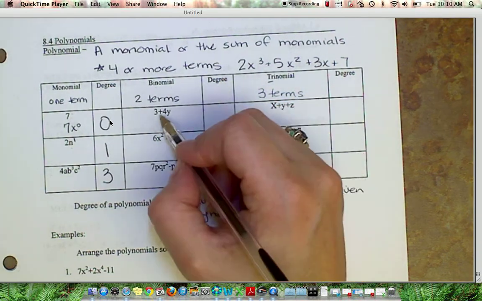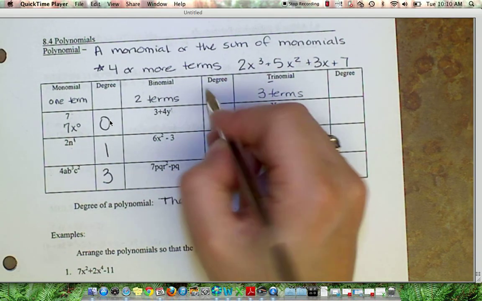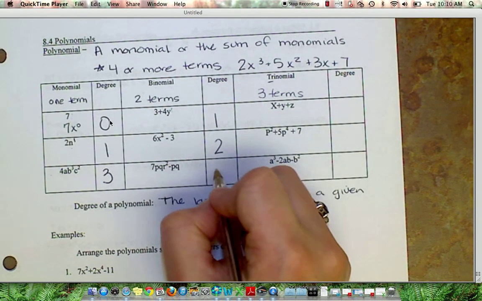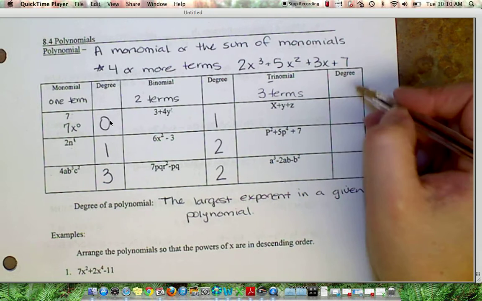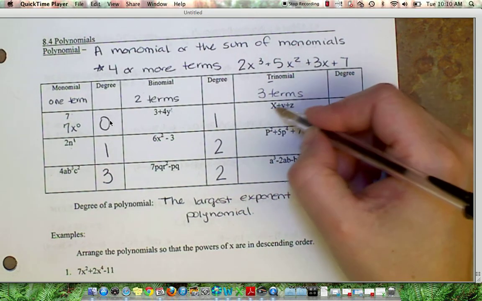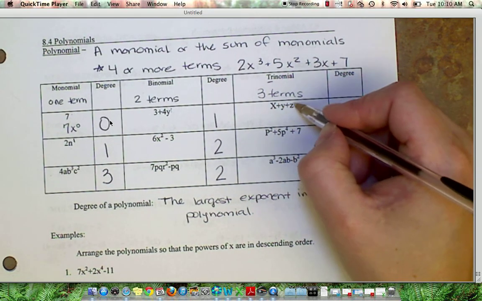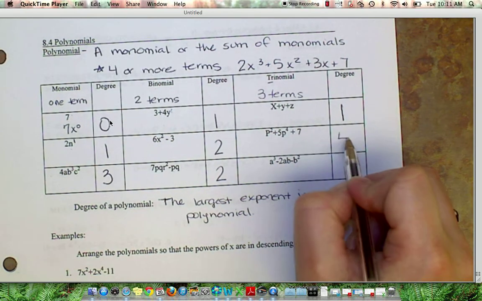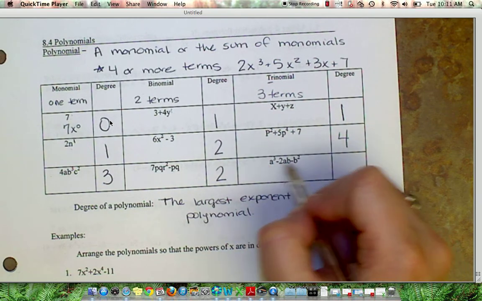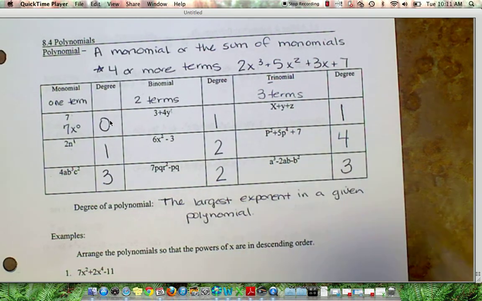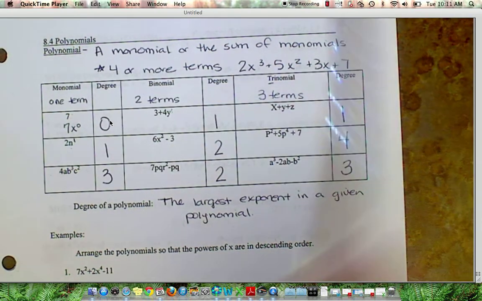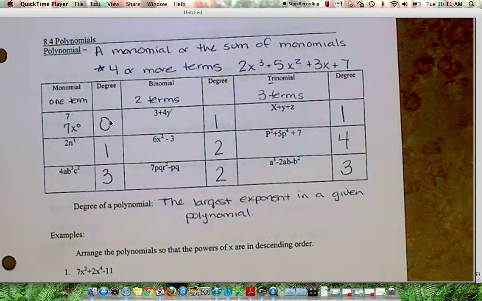The degree here would be 1. The highest exponent here is 2. The highest exponent here is 2. Degree here, the highest exponent, this is x to the first, y to the first, z to the first, so that would be 1. The highest exponent is 4. And the highest exponent here is 3. Alright, so we need to know how to classify it, whether it's a monomial, a binomial, or a trinomial. We need to be able to find its degree also.